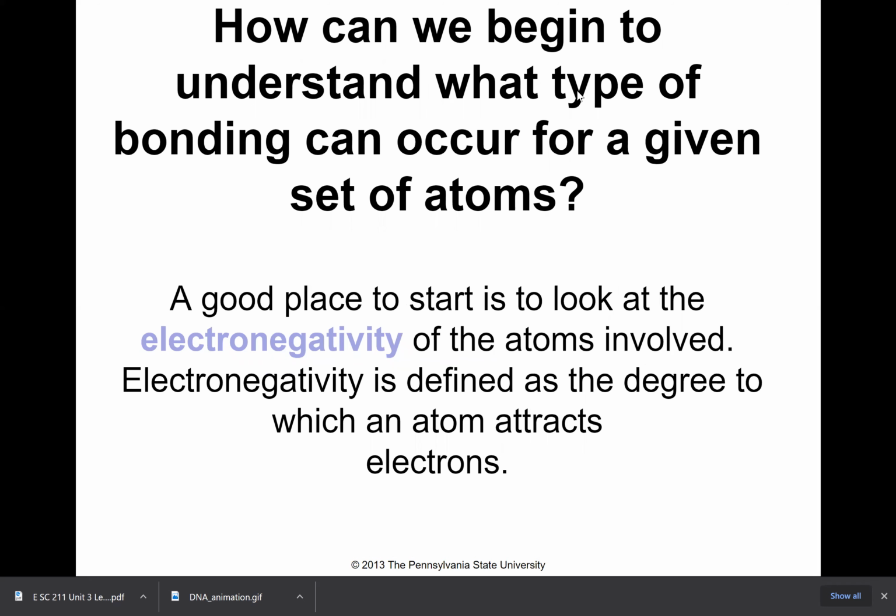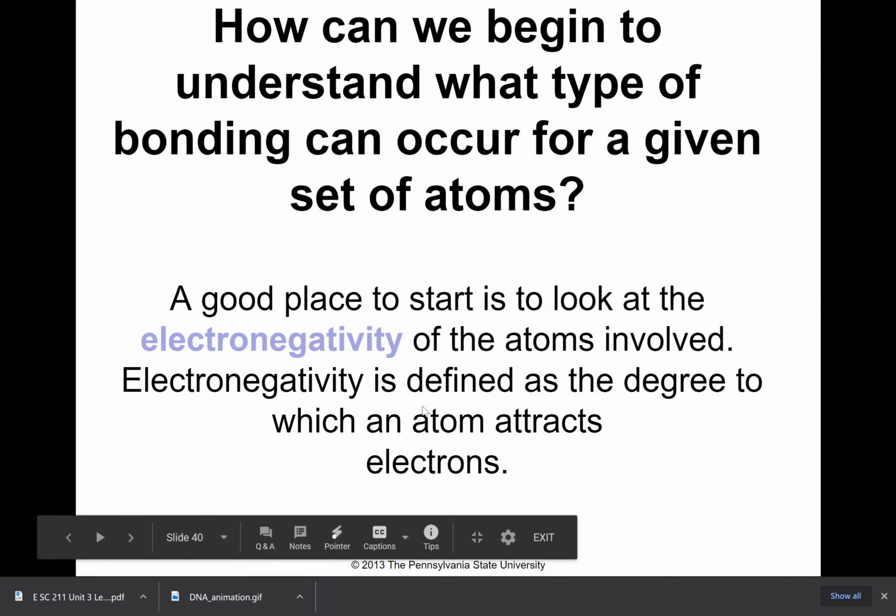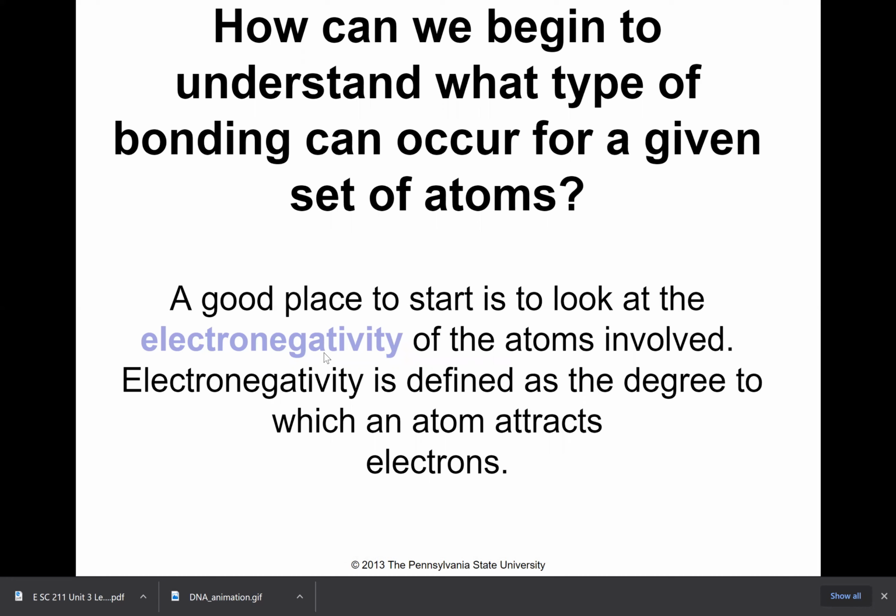How can we begin to understand what type of bonding can occur for a different set of atoms? A good place to start is to look at the electronegativity of the atoms involved. Electronegativity is defined as the degree to which an atom attracts electrons. So if I have a high electronegativity, I'm really going to attract electrons to me. If I have a low electronegativity, I can't really take any electrons from somebody else.